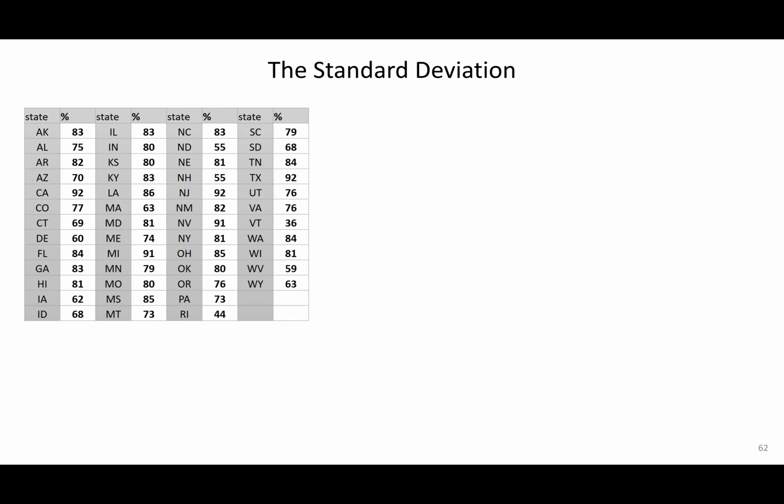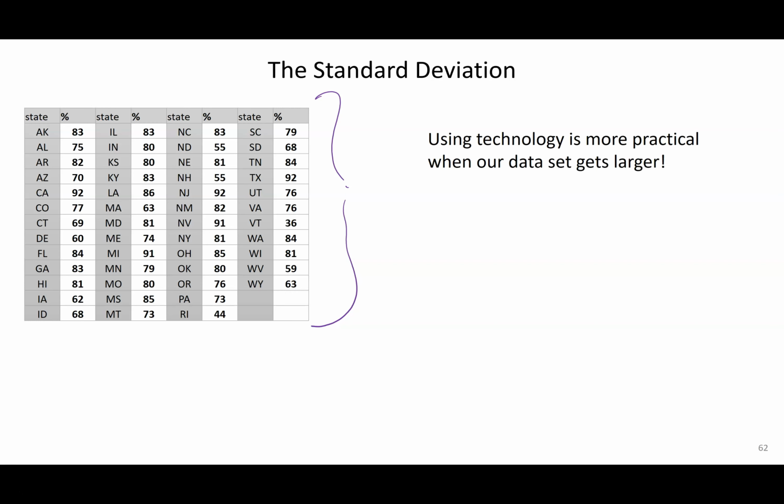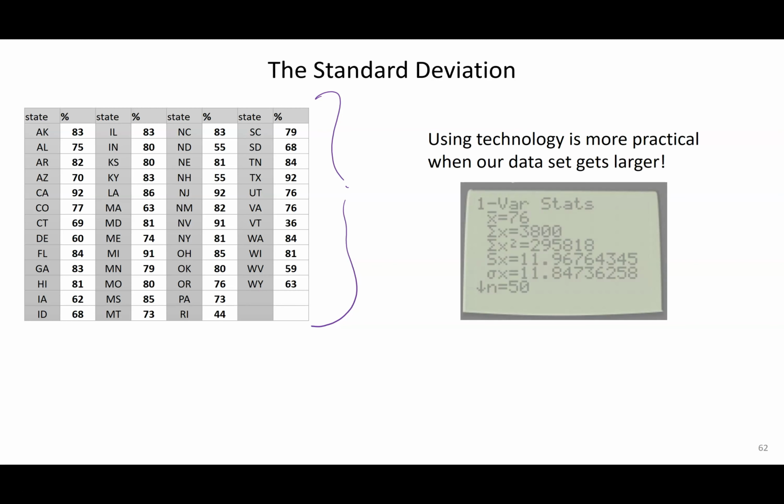So the standard deviation, we are not going to do this by hand in this class. There is a video that will show you how to calculate it on the TI-84 or 83. Technology makes it a lot easier. You're absolutely not going to want to do this by hand when you have 50 observations. Honestly, you almost never want to do it by hand when you have more than 5. It's very, very easy to make an error by hand.